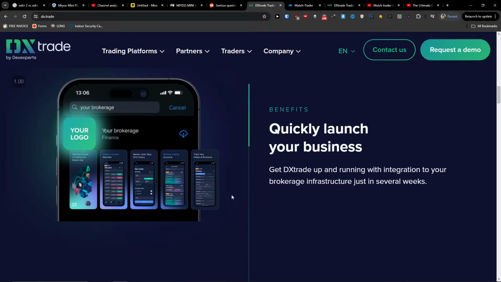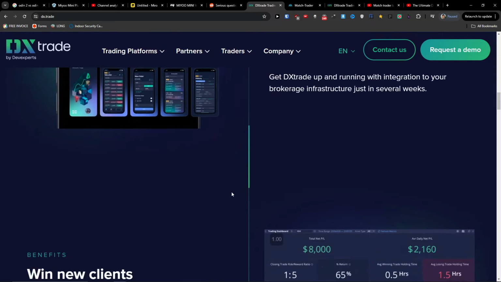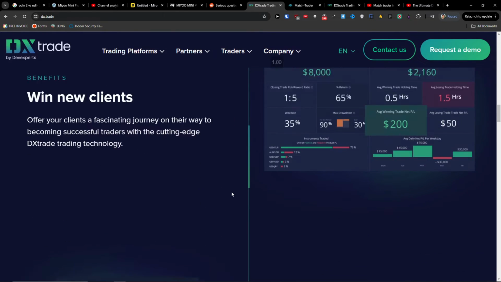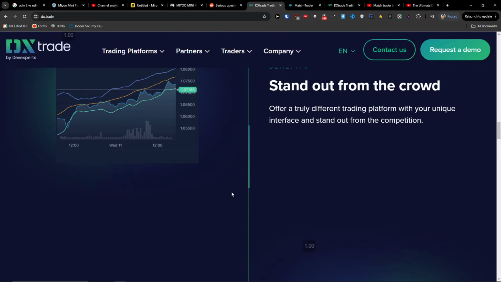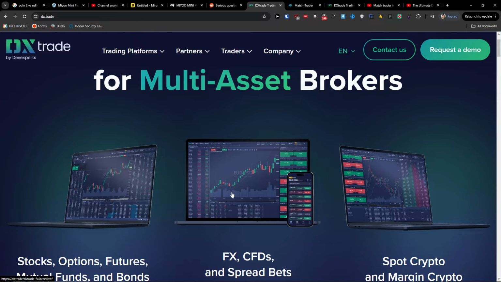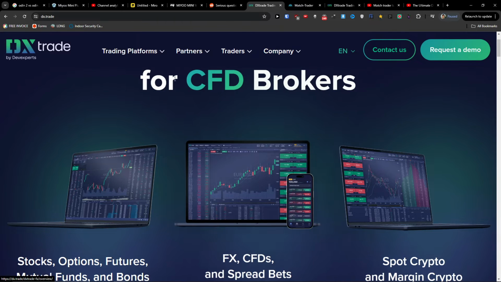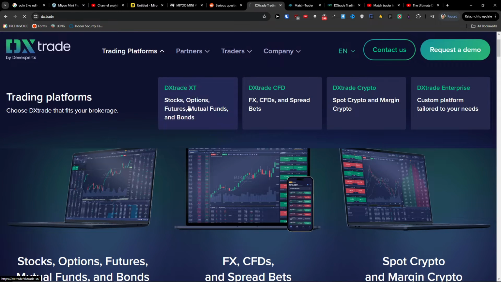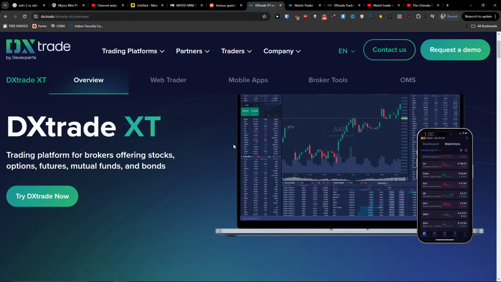Now with the Dxtrade, it's simple and user friendly, and just be aware that you can go really complex with the Dxtrade, and you can have a watch list, various indicators and things like that. So it depends what you want to actually trade.